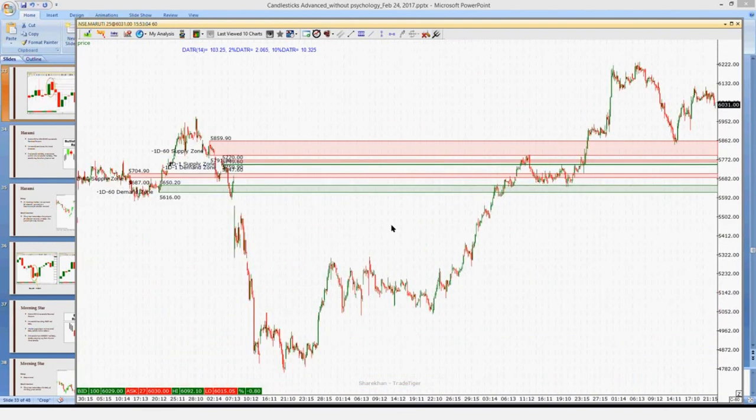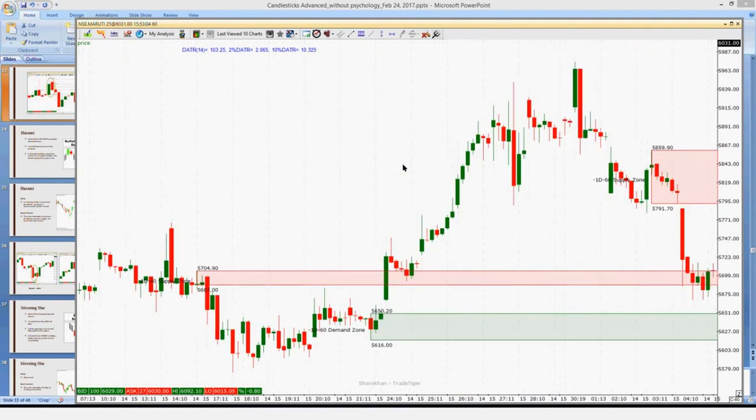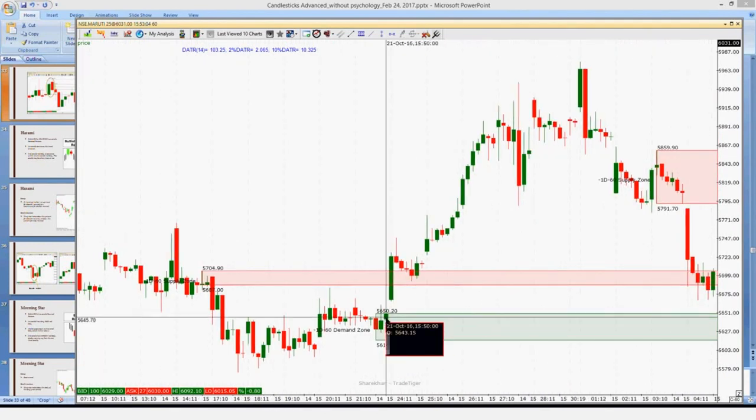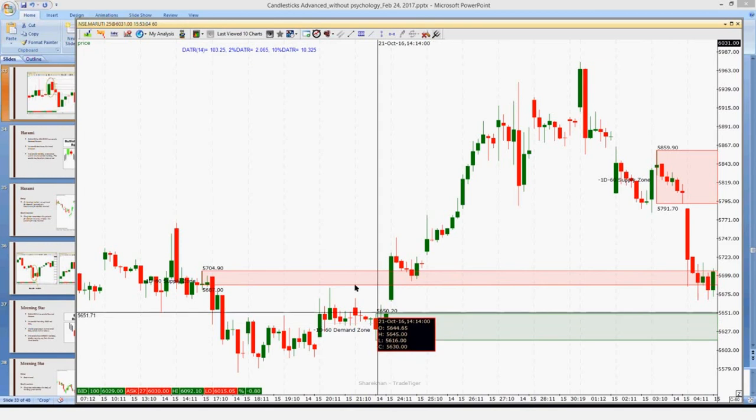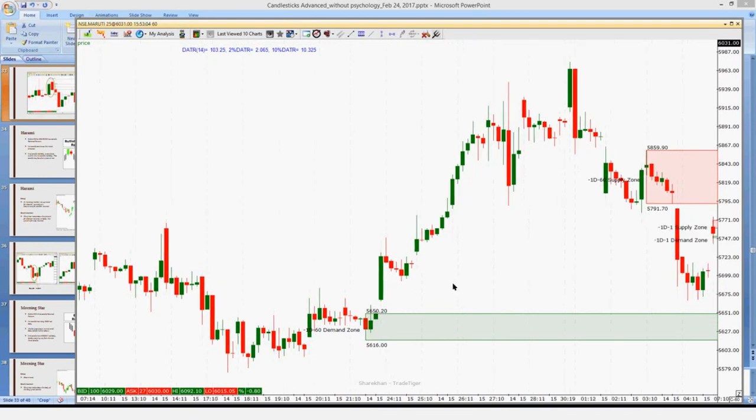This is the opposite source of engulf. Can you see it, friends? I look left and down, I find a demand. This is a demand. Now I check whether it has engulfed anything or not. It has engulfed this zone. So that becomes my maximum target, right?